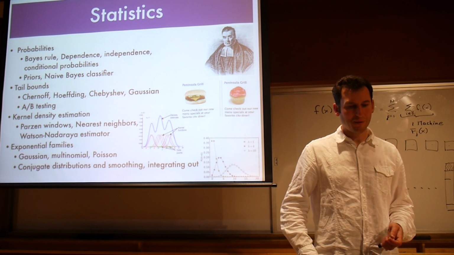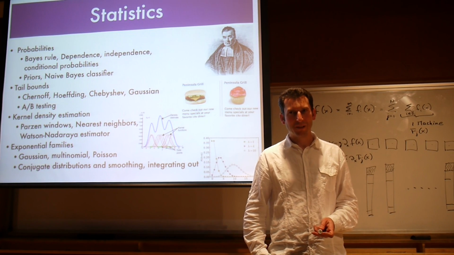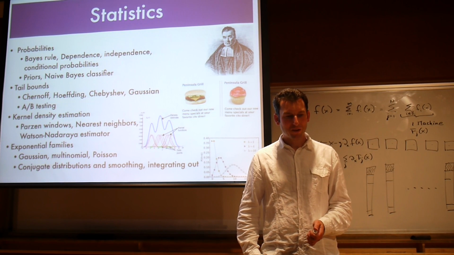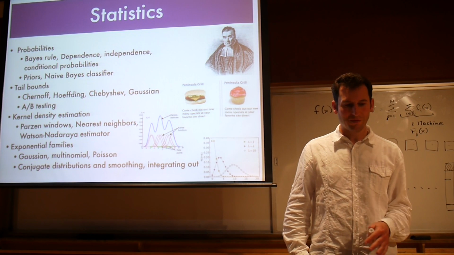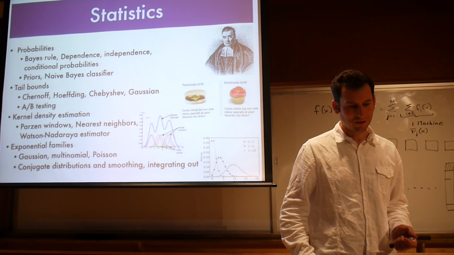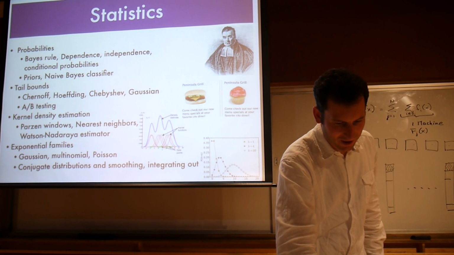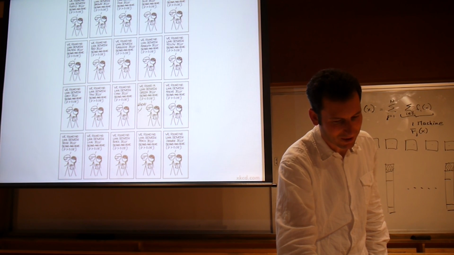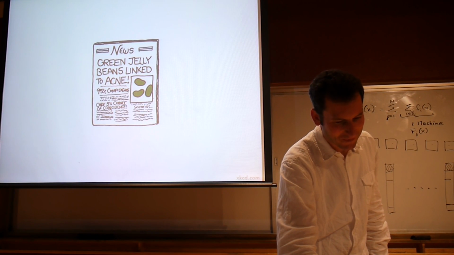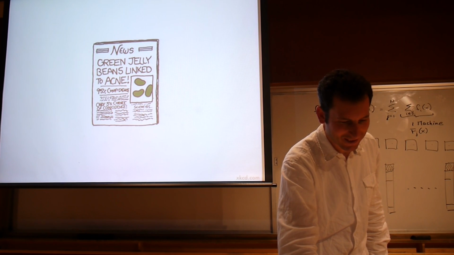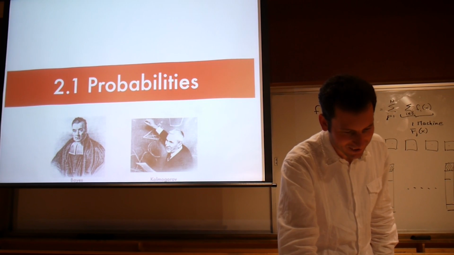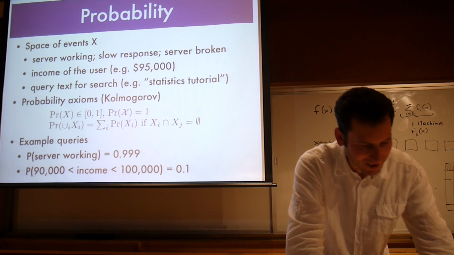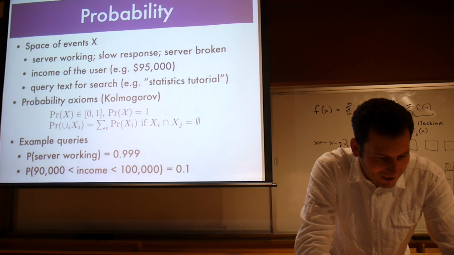Then we'll look at some tail bounds, how you use it, kernel density estimation, and then in the end exponential families. There's a fair chance that we will only get to the end of the tail bounds, maybe the beginning of kernel density estimation. You can read through the XKCD at some point, but that's what you want to avoid: green jelly beans and acne. Right. So we'll start with very basic probability theory, and I think I can pretty much skip over that. Everybody here knows it, I think.